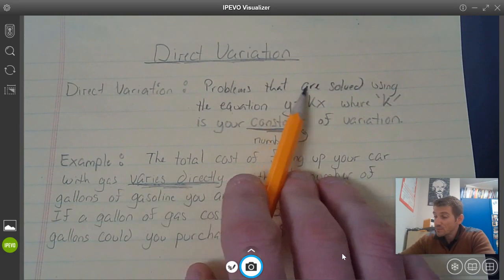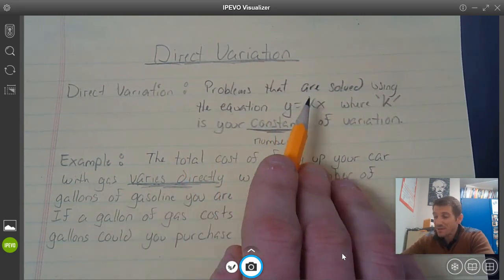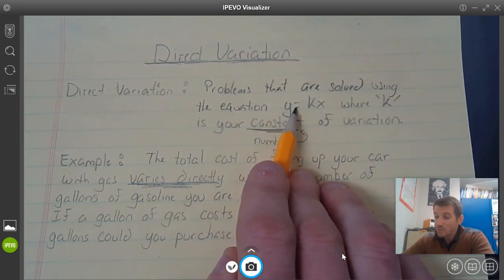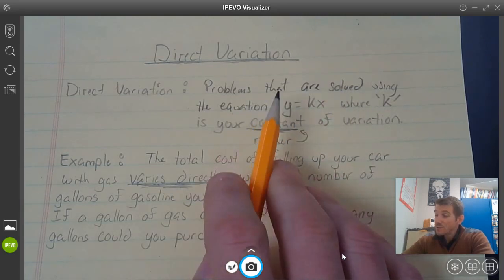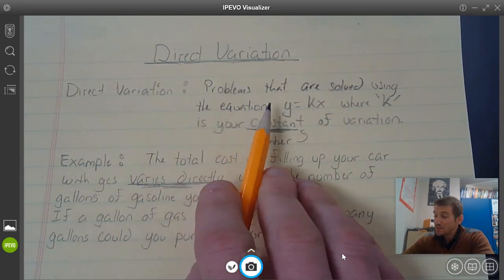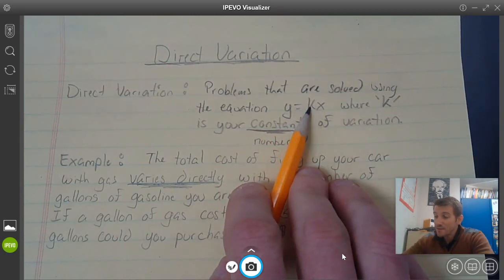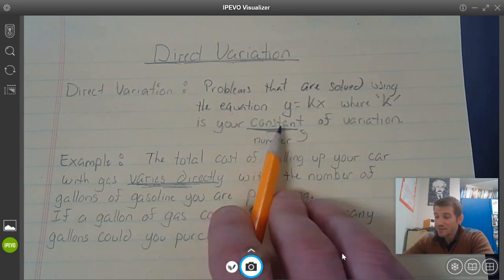Direct variation are problems that are solved using the equation y equals kx, meaning any number and then an x, nothing after it. Like y equals mx plus b, but there's no plus b. So for something to vary directly, it has to fall under this formula, y equals kx, and k is called your constant of variation. It is always a number.